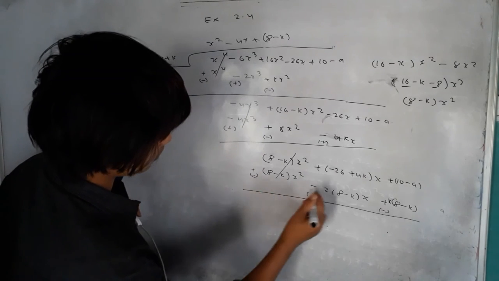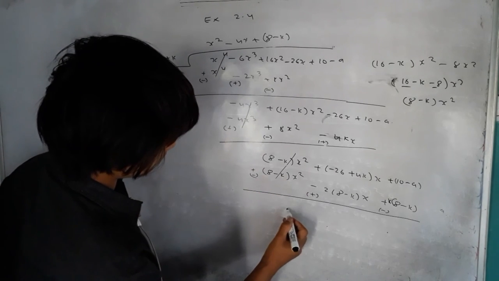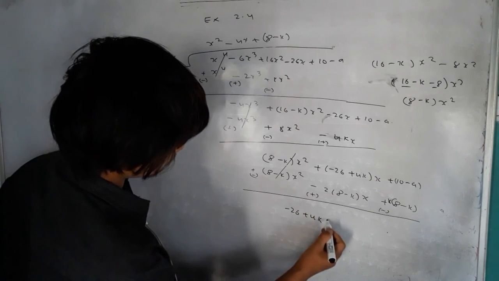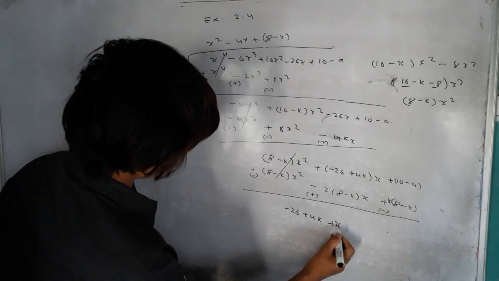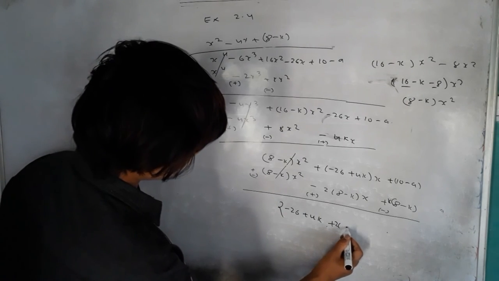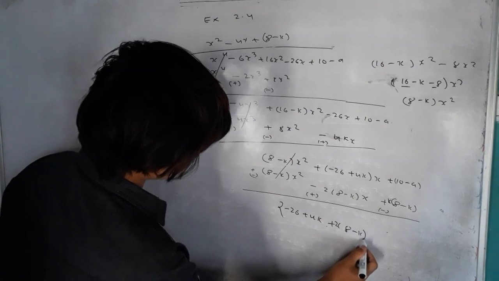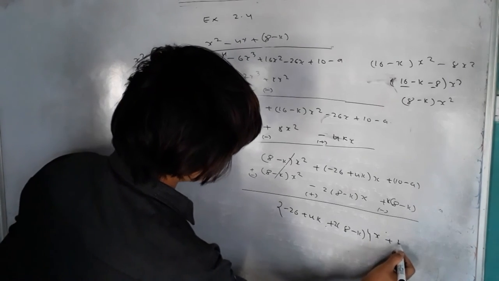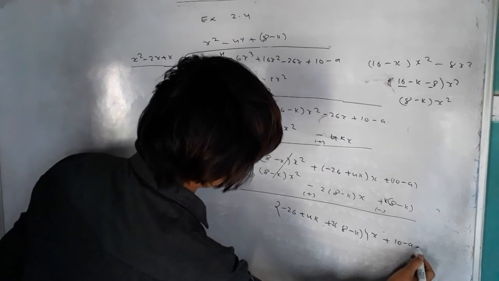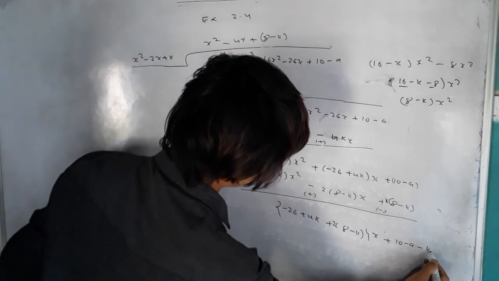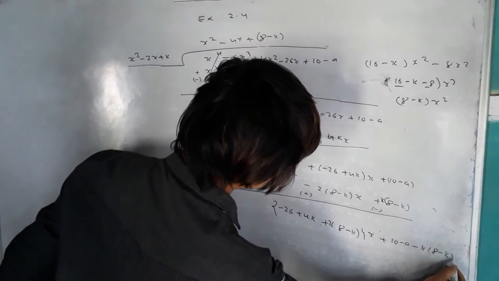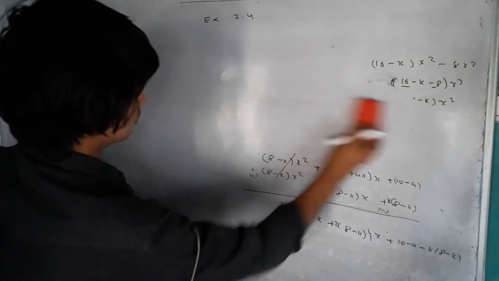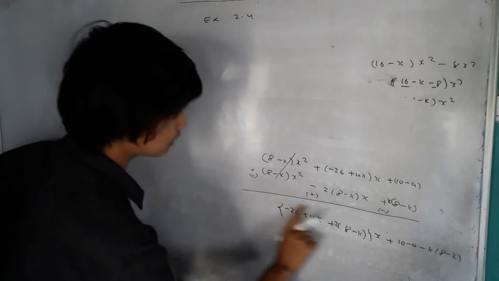So it will cancel out, and when I subtract, I'll subtract in this manner: 26 plus 4k, it will be plus 2 times 8 minus k, outside will be x. So plus 10 minus a, it will be minus of k times 8 minus k. Okay, this is our remainder.